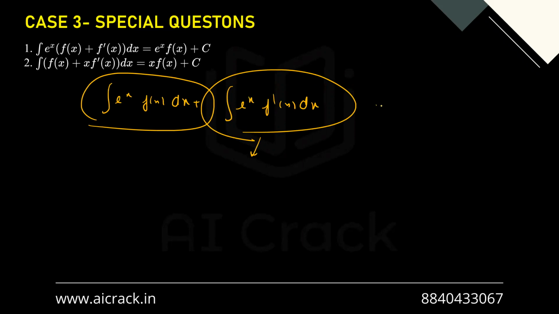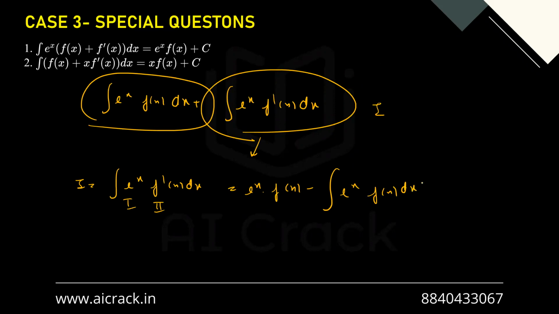Let's say this is I. So I equals integral e raised power x f dash x dx. So over here, this is our first function and this is our second function. So this gives me first function into integral of second, that would be fx, minus integral of derivative of first, that would be e raised power x, into integral of second, that would be fx dx, right? Now you can see that this becomes this with a negative sign. So this and this get cancelled out. So I becomes e raised power x fx.